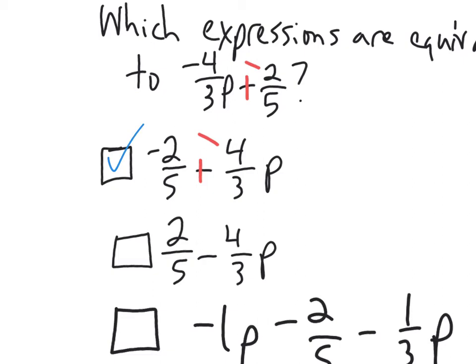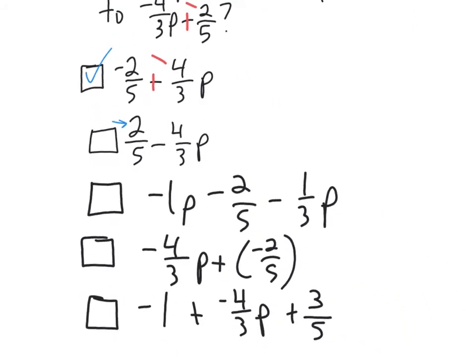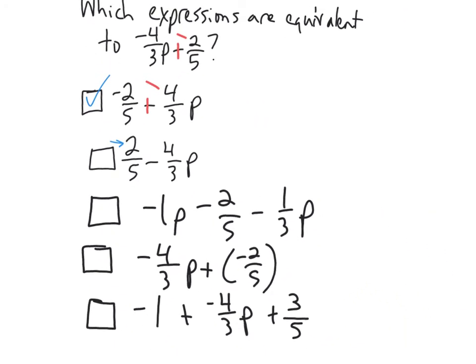The second answer choice, they've got 2/5 minus 4/3 p. The problem is that this is a positive 2/5. We need it to be negative, so that doesn't work. A third choice here, we actually now have like terms that we can combine.